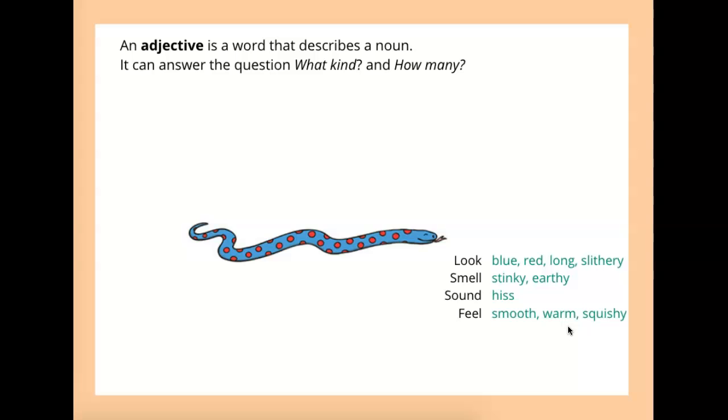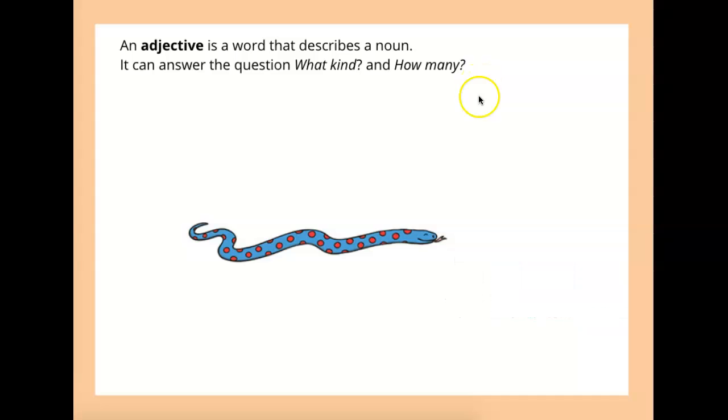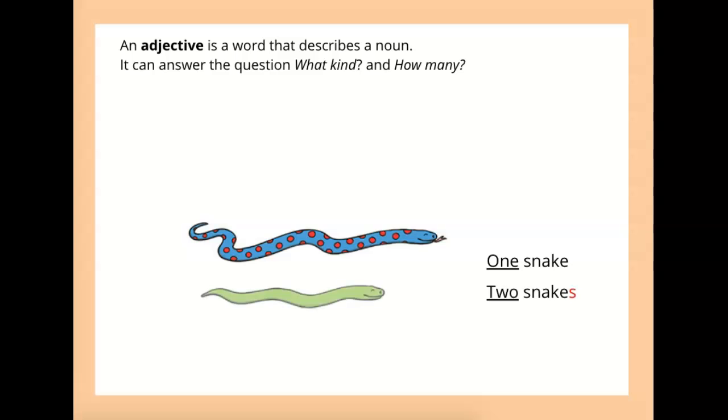Then what about the question, how many? How many snakes are there? There is only one snake. What if we had two snakes? Then we will have two snakes. Now that we have two snakes, we can compare these two. Today in this lesson, we will learn to use adjectives when we compare nouns.